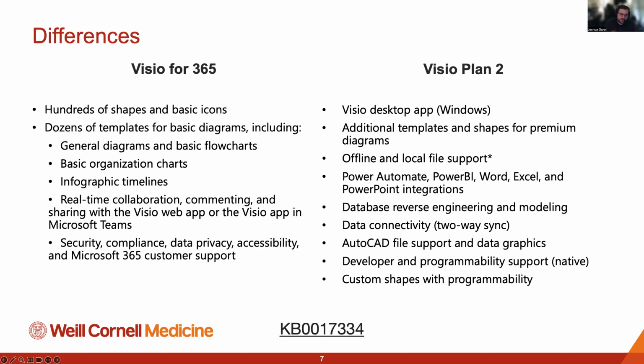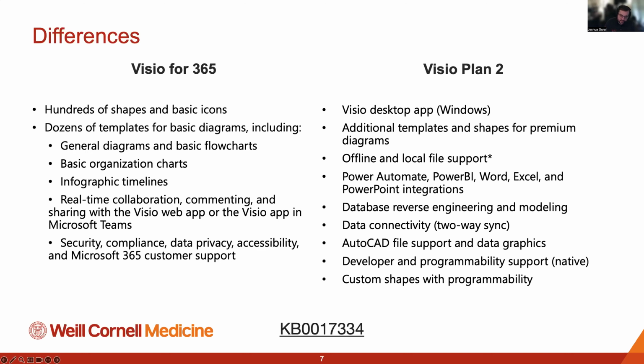Plan 2 gives you access to the desktop app. That is Windows only. So if you're on a Mac workstation or a Linux workstation, you're not going to have luck there. So 365 is going to be the way you want to go. But Visio Plan 2 does give you access to additional templates, premium diagrams. I put an asterisk next to offline support there. If you are traveling a lot for your work duties or what have you, you may need the desktop application because obviously Visio for 365 does require an internet connection.